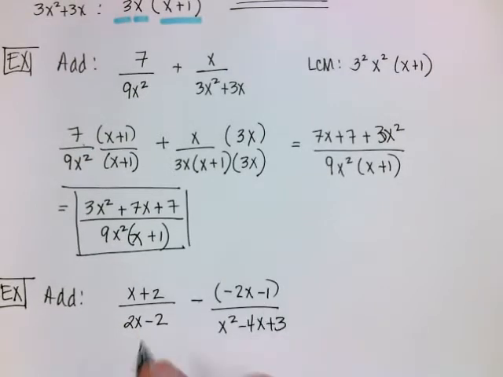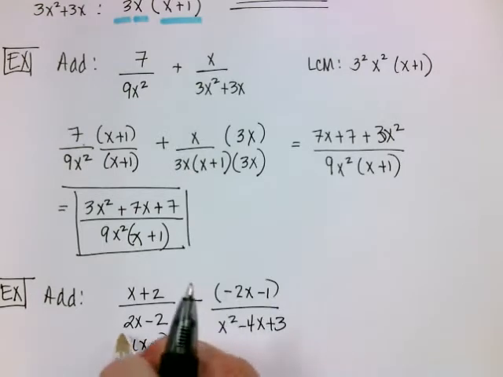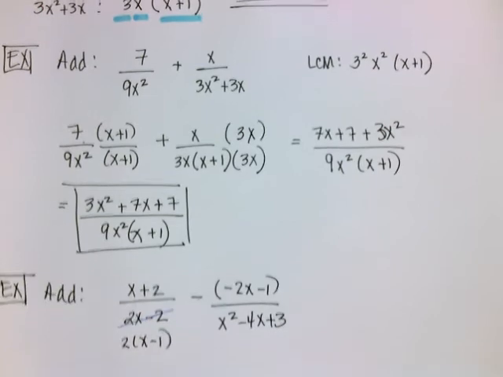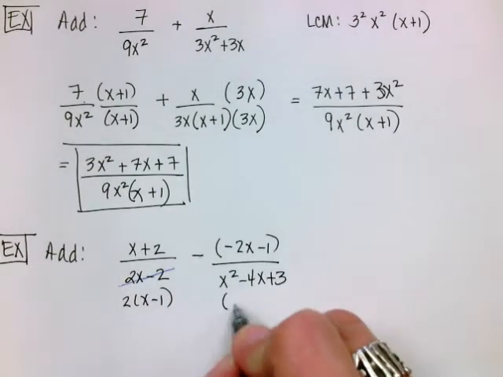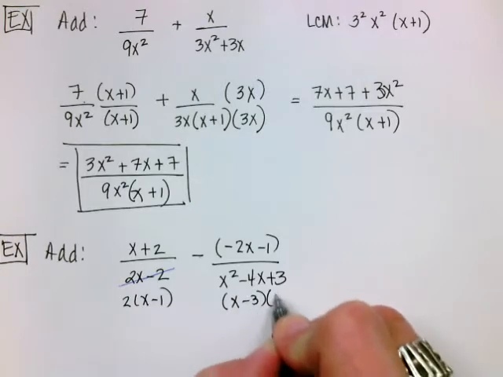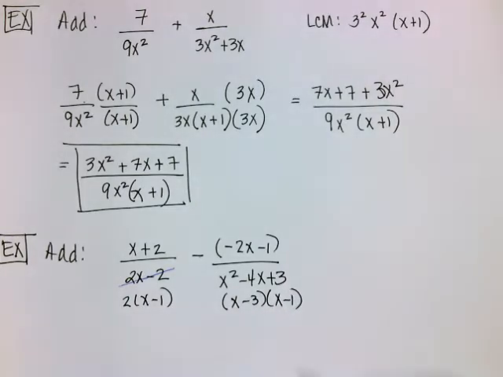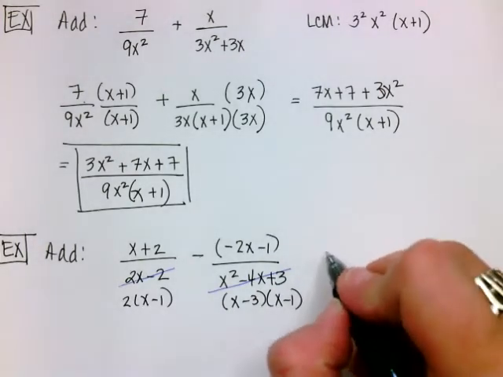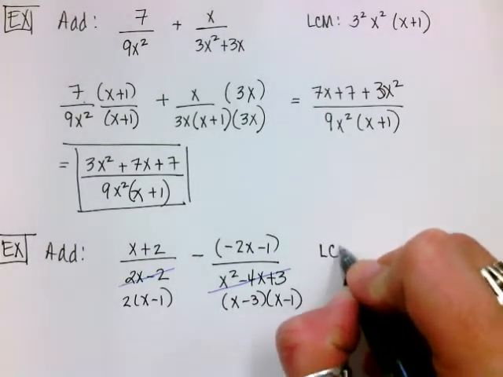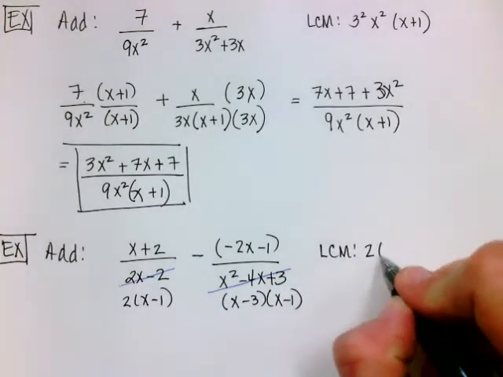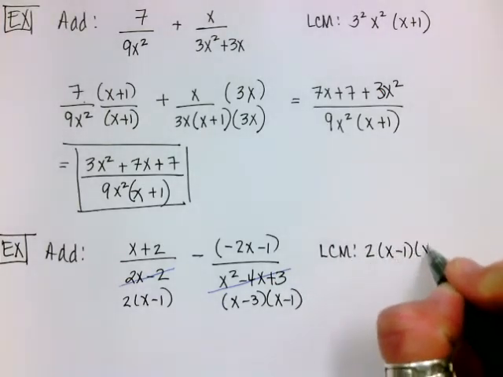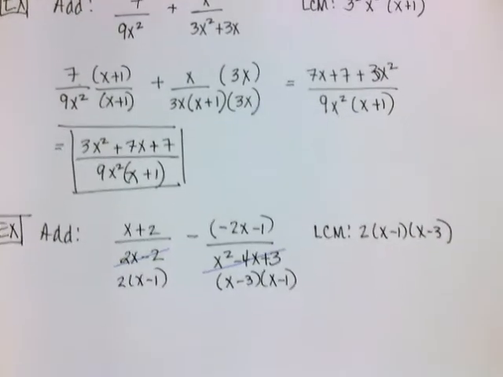This term has a 2 in common, and I'm going to write x minus 1. And then I'm going to draw a little line under that so I don't get confused with what I've used and what I haven't used. This one's going to be x minus 3 and x minus 1. Okay, and I'm going to draw a line through that. Then off to the side, I'm going to write my lowest common multiple because it helps if I can see it. So my unique factors are a 2, an x minus 1, and an x minus 3.